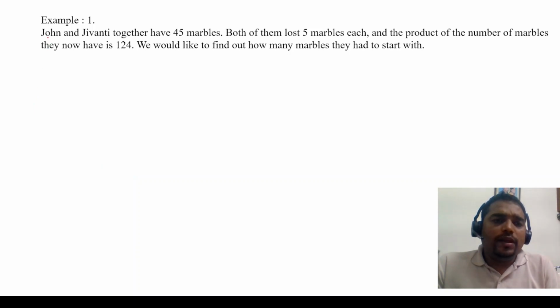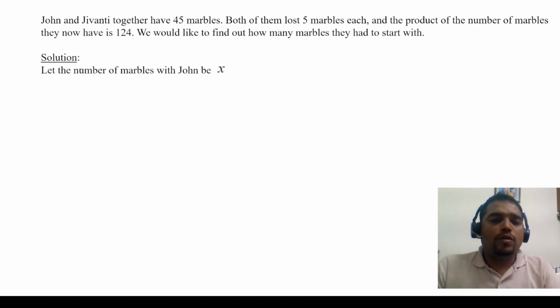We will now see today a problem related to quadratic equations, which is the first solved problem. I will read the statement of the problem. It says John and Jivanti together have 45 marbles. Both of them lost 5 marbles each. The product of their number of marbles after losing 5 marbles each is 124. We have to find out the number of marbles they had to begin with.